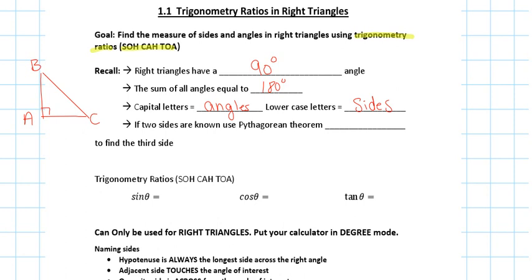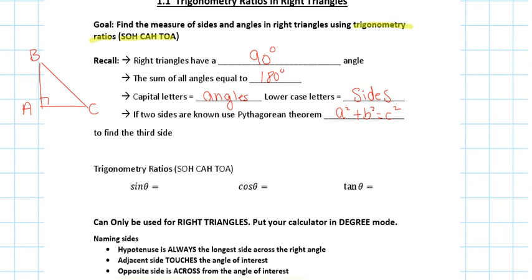If two sides are known, then use the Pythagorean theorem, which is? And then we talked about the two other versions of it. What did we say that sine theta equals? What's the formula for sine?